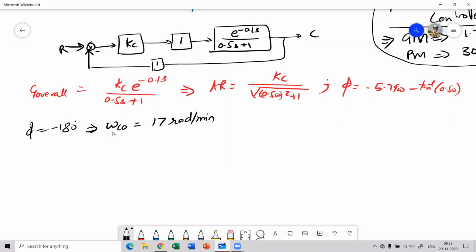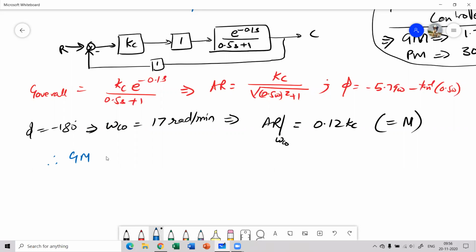Now substituting this omega frequency in the amplitude ratio, what we got was AR at omega c naught is equal to 0.12 Kc. Yes or no? It comes out to be this value. Let's suppose this value is equal to M. Now we have defined what gain margin is. Gain margin is 1 upon M. That means it is 1 upon 0.12 Kc.